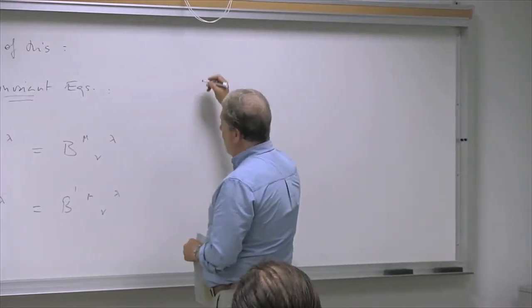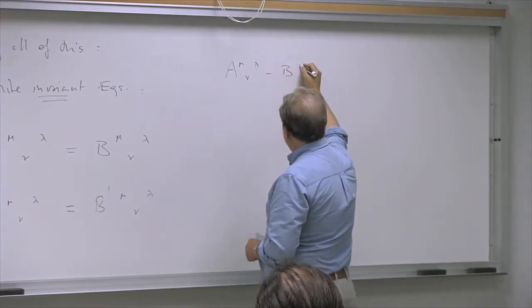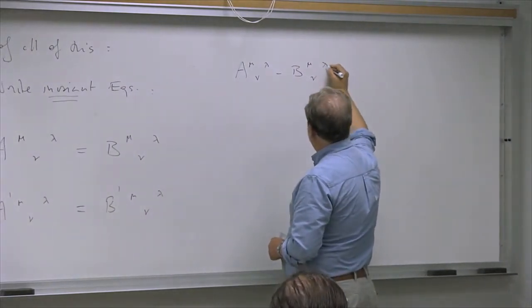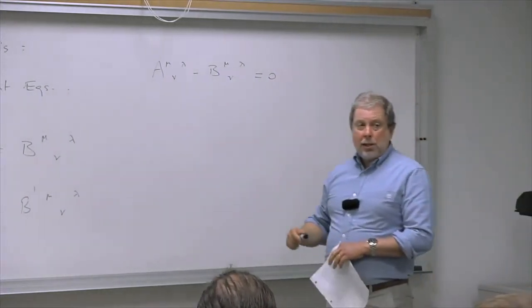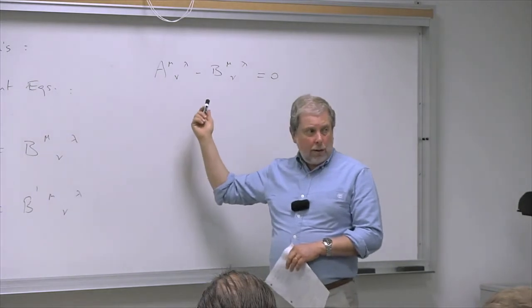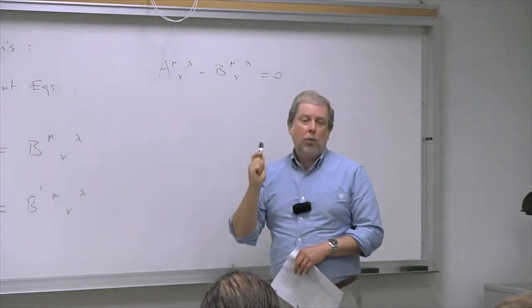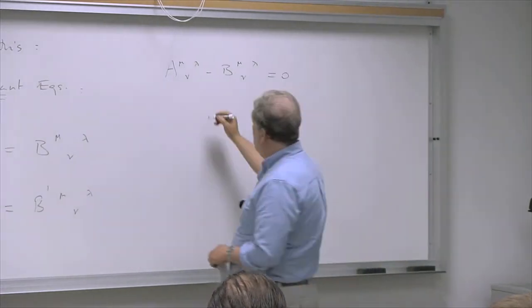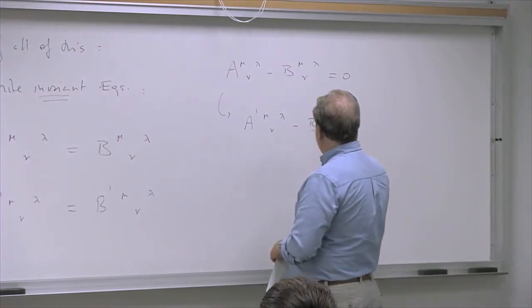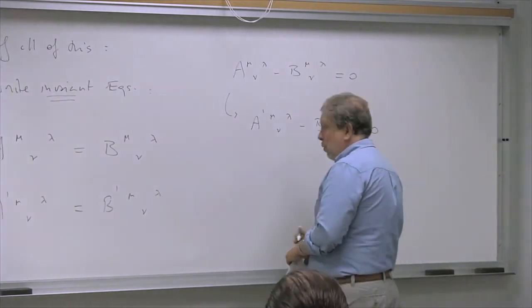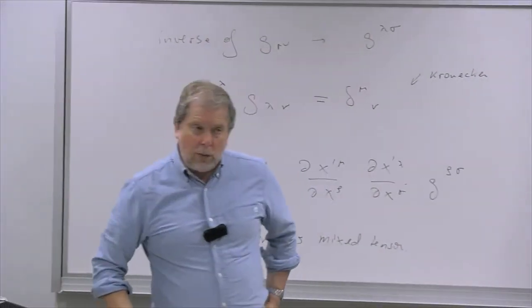So in particular, what we have in this case is that A mu nu lambda minus B mu nu lambda is equal to 0, obviously. The difference is 0. And so the statement is that if a certain equation is equal to 0 in one coordinate system, then if it is written in terms of tensors, it will be 0 also in another coordinate system. So this will imply that A prime mu nu lambda minus B prime mu nu lambda is also equal to 0.